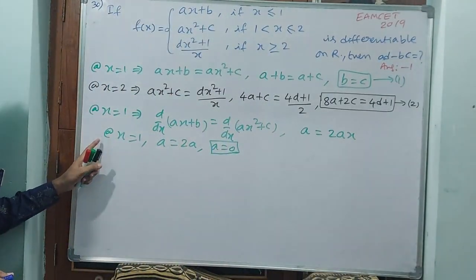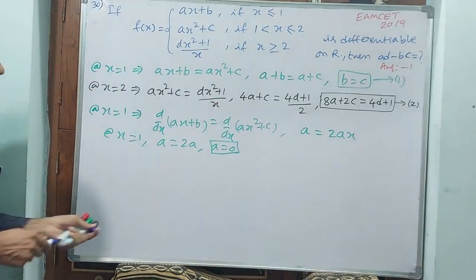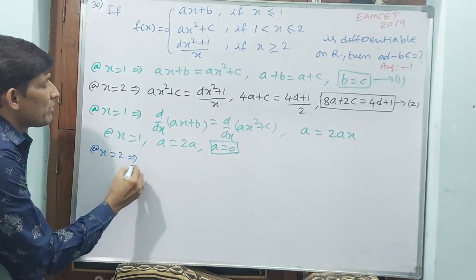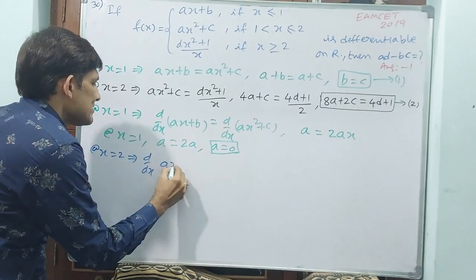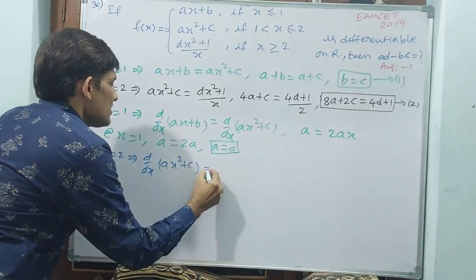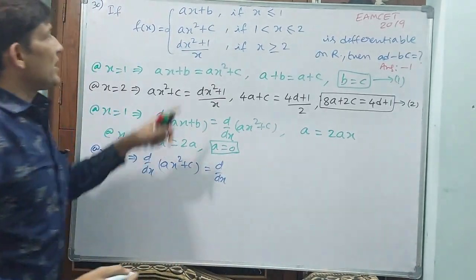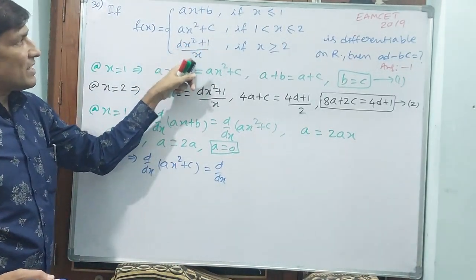Now this is the case for differentiability at 1. What about differentiability at 2? That also we will do. At x is equal to 2, d by dx of ax square plus c is equal to d by dx of, shall I write dx plus 1 by x? Why? Because x is there for both.